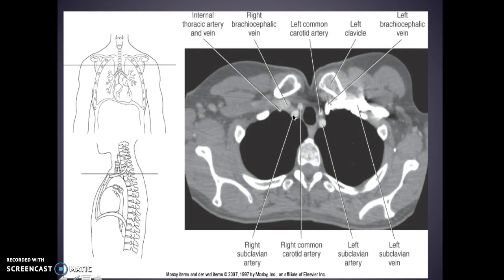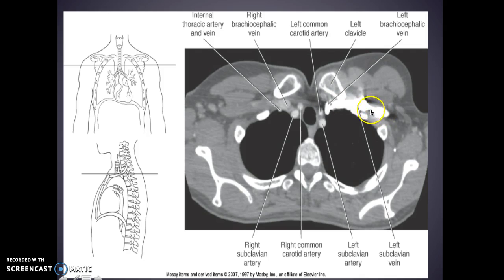So we're higher than the heart, so we've branched. So we have the right subclavian artery, the right common carotid artery, and we have the left common carotid with the left subclavian. This is your left subclavian, so they're doing an injection on the left side. So you can see the contrast coming in.